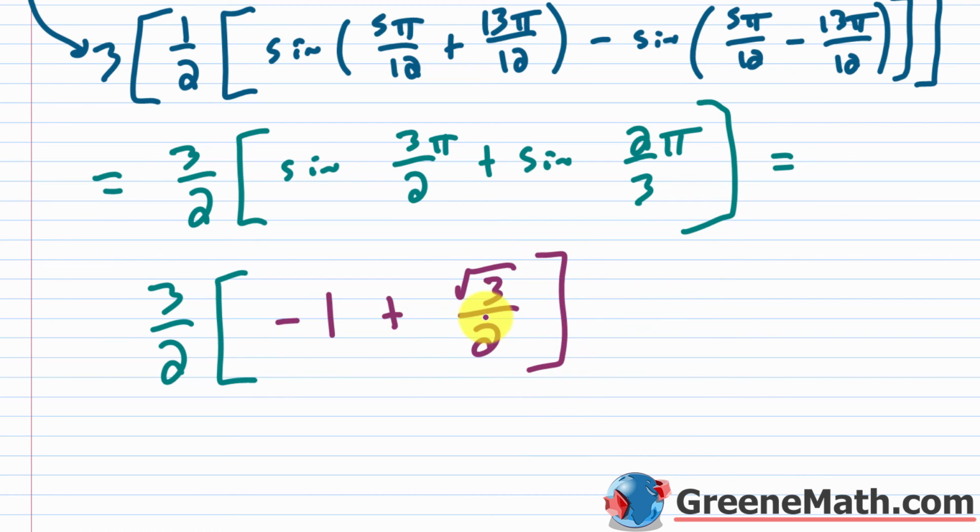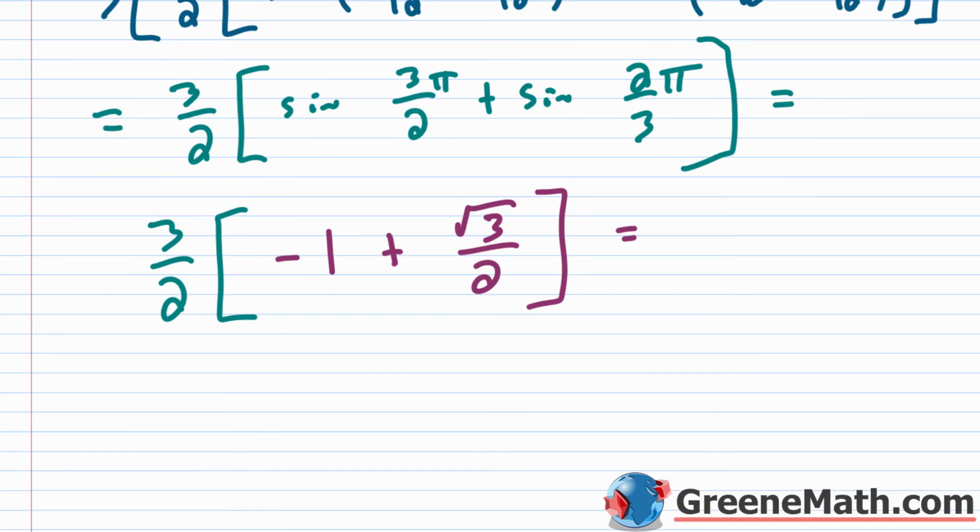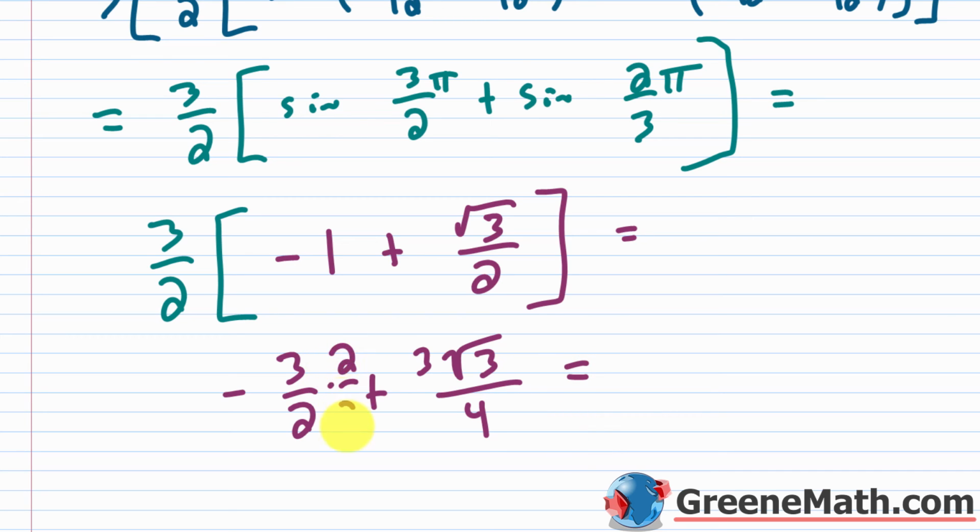So you could add inside the brackets first, or you could distribute. Really doesn't matter. So let me just go ahead and distribute this. I'll say this is -3/2, and then plus, this would be 3 times square root of 3 over 4, right? 2 times 2 would be 4. So now let's just write this with a common denominator. I'm going to multiply this by 2 over 2. And so that would give me -6 plus 3 times square root of 3 over 4.